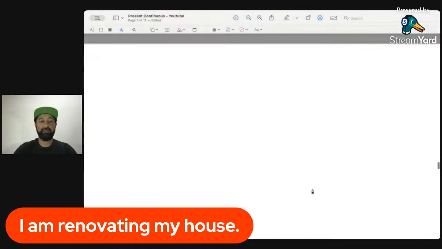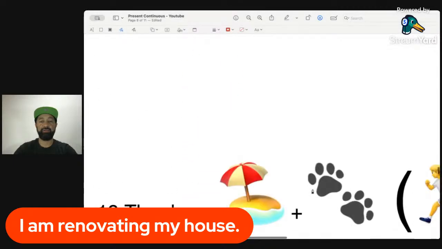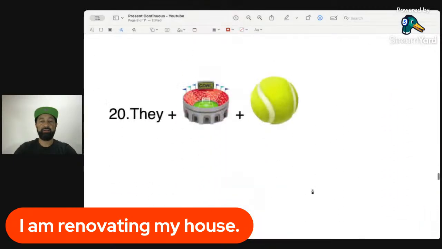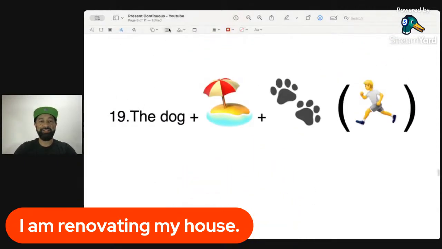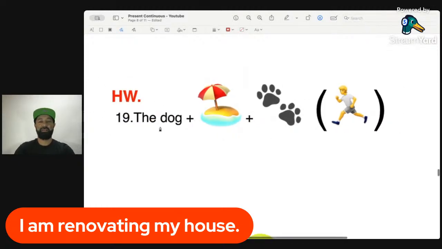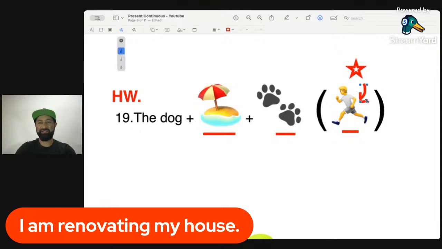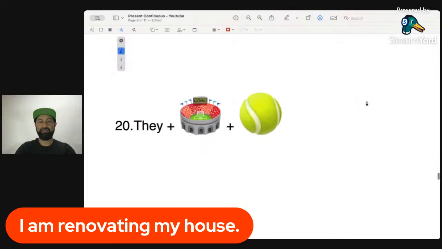Okay, let's move on to 19 and 20. Number 19, I like this one. I think it's really funny. So number 19, I'm going to give as homework. All right, so I've got the dog. I've got this picture, and in brackets, this picture. Okay, this, everybody, is a hint. But number 20, I would like to do it together. I've got they, what looks like a stadium, and I've got a tennis ball.